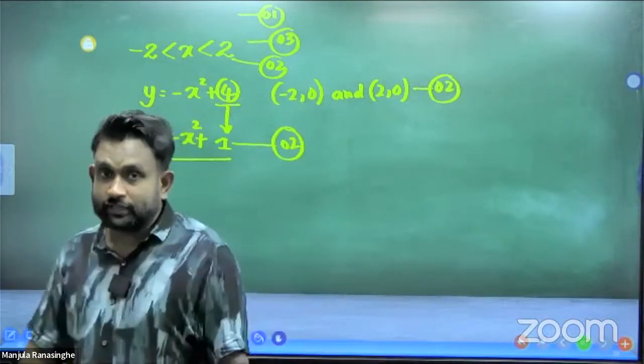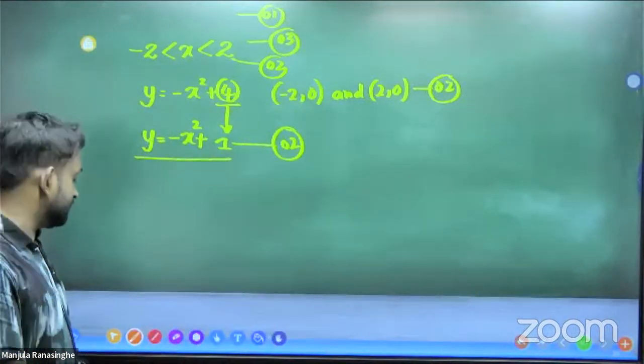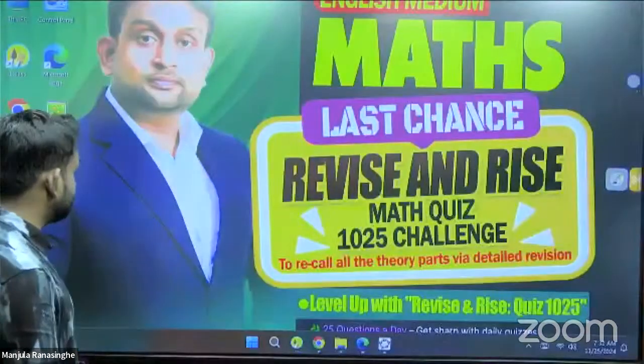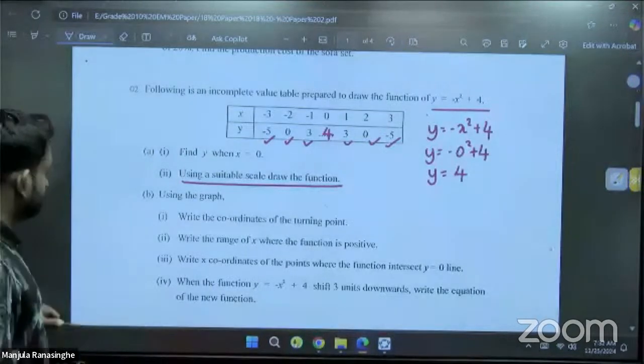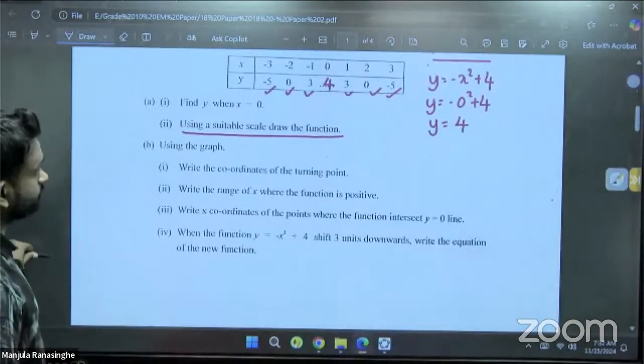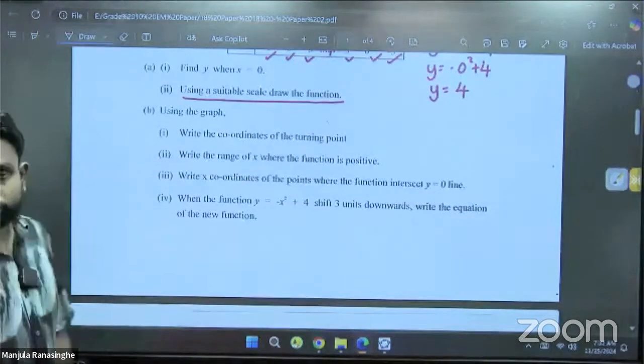Right, okay, so that's the graph equation. Hands up those who got the answers correctly for the graph, all the graph part. Right, these are very important questions, right? Paper 2.